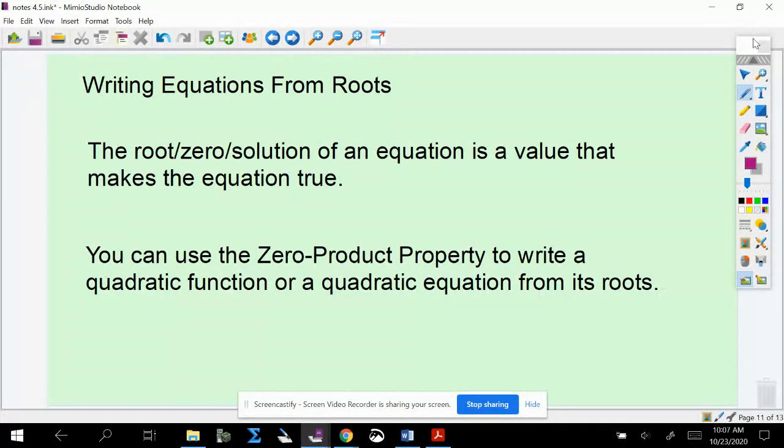If we're writing an equation from roots, first of all, I can use all of these words interchangeably. So the word root, the word solution, the word zero, even y-intercept, all of those words mean the exact same thing. They are the values that make the equation true. And we can use the zero product property. So if I give you solutions, I can write a quadratic equation from it.